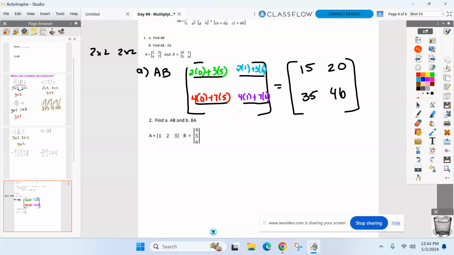Okay, part B, I kind of want to combine what we just did with what we did for the quiz. So now I want to take AB, which we already have, and subtract 2B from it. Here's my matrix AB. That's part B here. I wrote a little too big. So you guys already have it, right? 15, 35, 20, and 46.